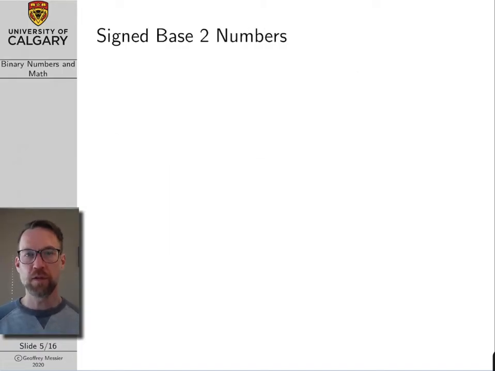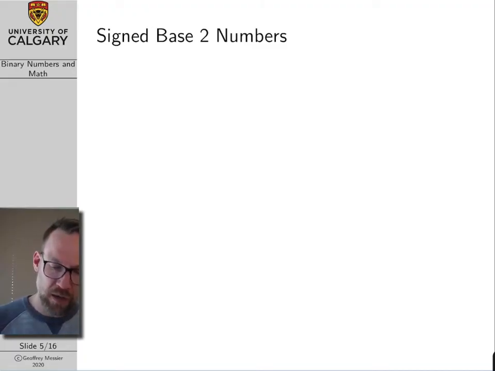Okay, so now let's talk a little bit about signed binary numbers. And so when dealing with regular old base 10 numbers, when we want to be clear about sign, we will either put a plus or a minus in front of the number. So if we have positive 5, then we would write that as plus 5. If we have negative 3, we would write that as a negative 3.